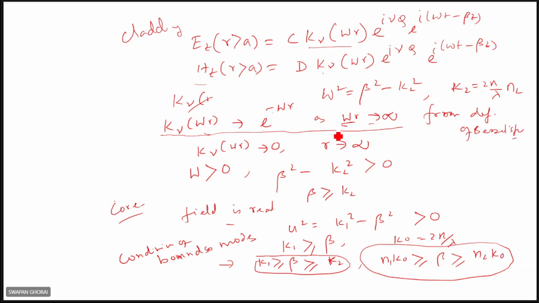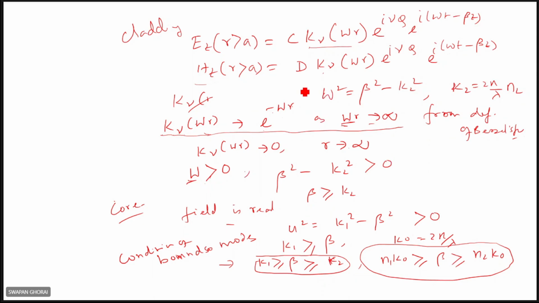Anybody, if you have any queries, you can ask anything. So W R approaches infinity, and as we have seen, this field must be zero as r approaches infinity. That means this will be zero as r approaches infinity. Since W R approaches infinity and r approaches infinity, W must be greater than zero, right? So W is greater than zero.